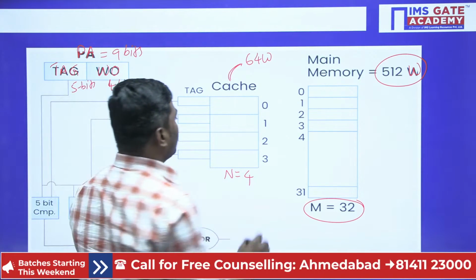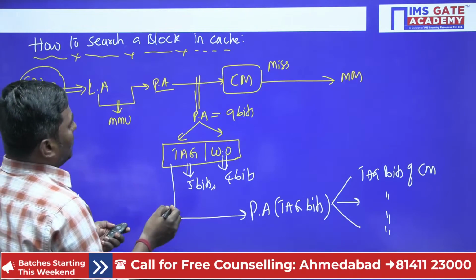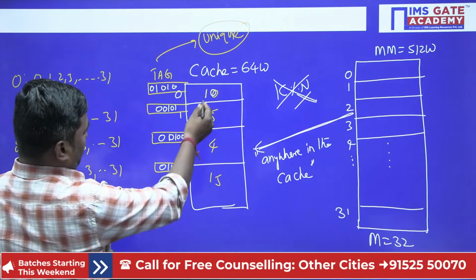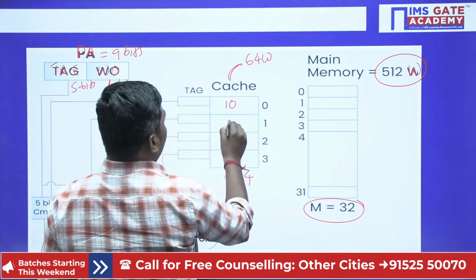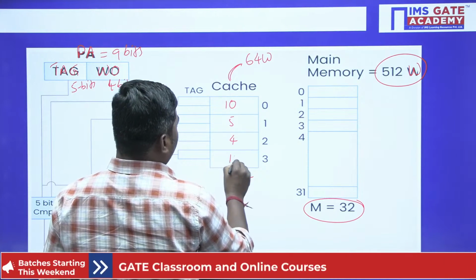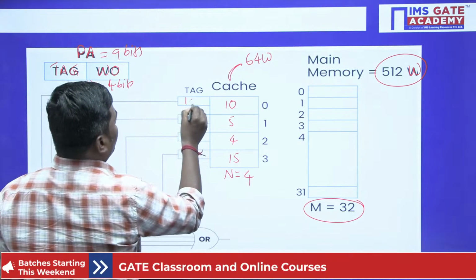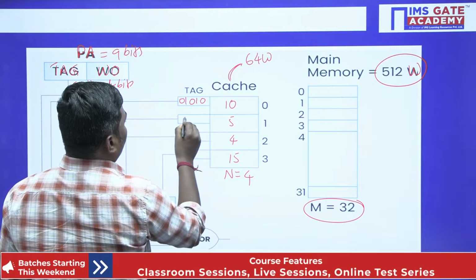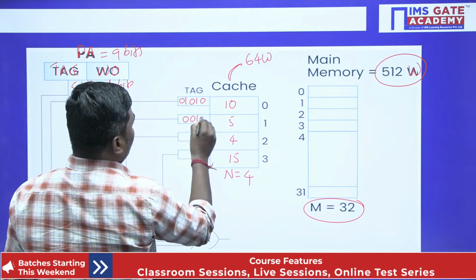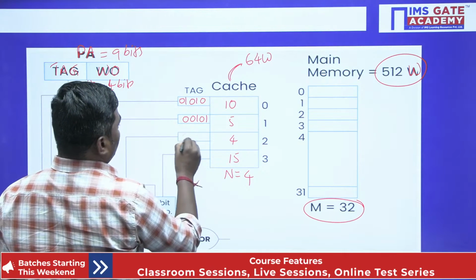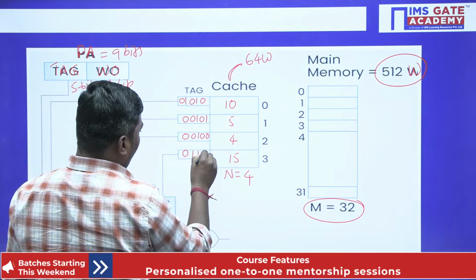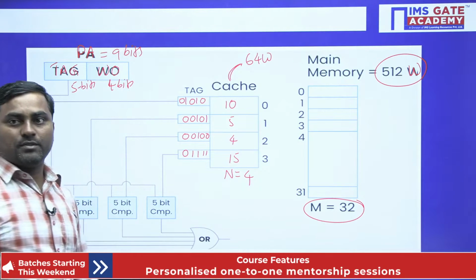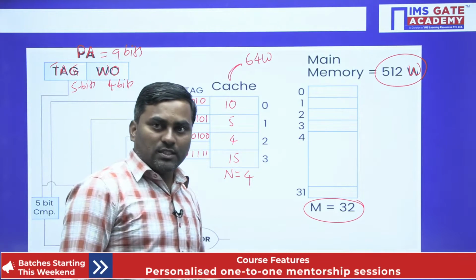Suppose in this example I take blocks 10, 5, 4, 15 stored here. The tag bits are: 10 is 0 1 0 1 0, 5 is 0 0 1 0 1, 4 is 0 0 1 0 0, and 15 is 0 1 1 1 1. These are the tag bits.